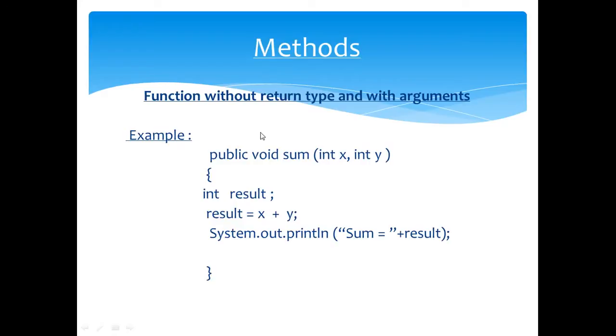Now this is an example for function without a return type and with arguments. That means here the return type is void. Also you can see that arguments are present here. Also I find out the result and I print the result here because the return type here is void. You can see arguments are present here.